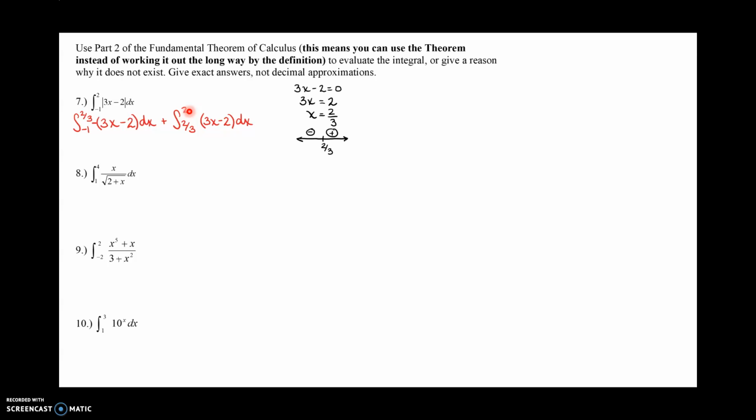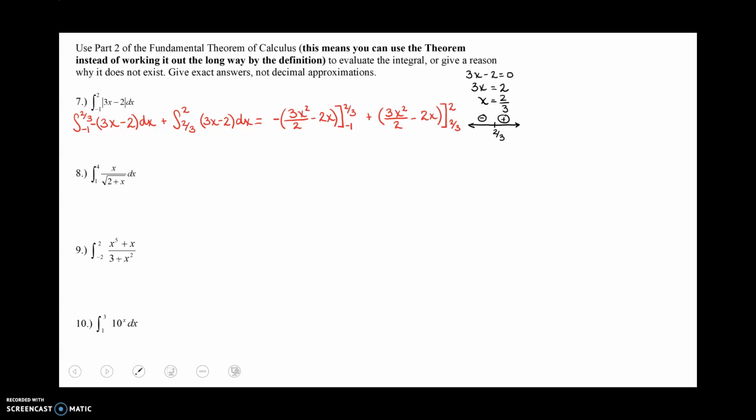So when what's inside my absolute value is positive, I get exactly what I started with. So you can see that I'm just going to use the regular function over here. Now we're back to normal integration again. So I'm going to say the antiderivative of 3x is 3x to the second over 2, and the antiderivative of 2 is 2x over 1. Same thing here, antiderivative of 3x is 3x squared over 2, antiderivative of negative 2 is negative 2x over 1.